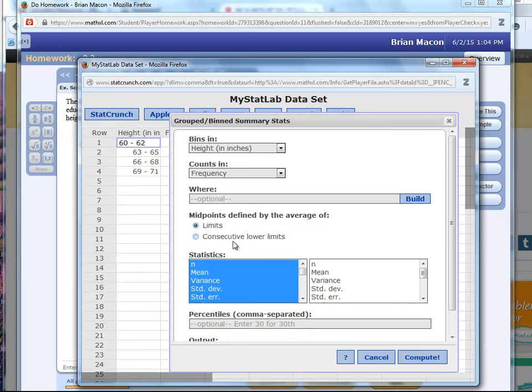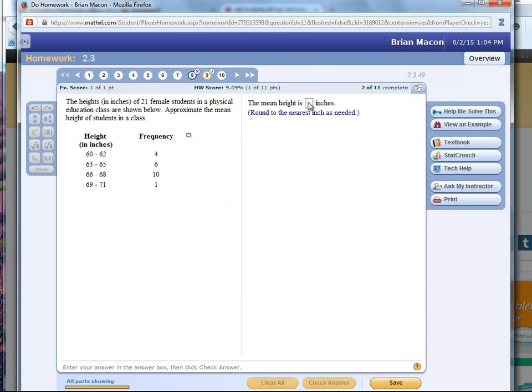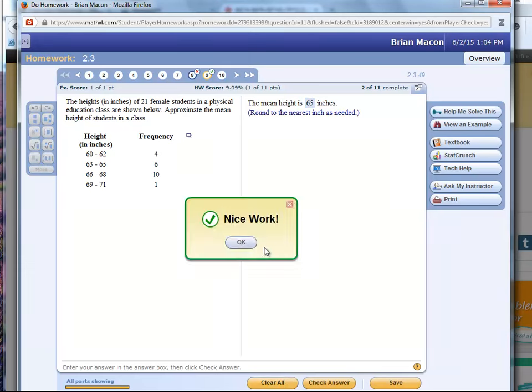So I'm going to choose limits, and when I click compute, here are all of the descriptive statistics for that grouped data. In particular, I'm interested in the mean. You can see there's the same exact value we got from doing the formula by hand, and 65 would be the value rounded to the nearest inch. So let me check that answer, and there's our value.